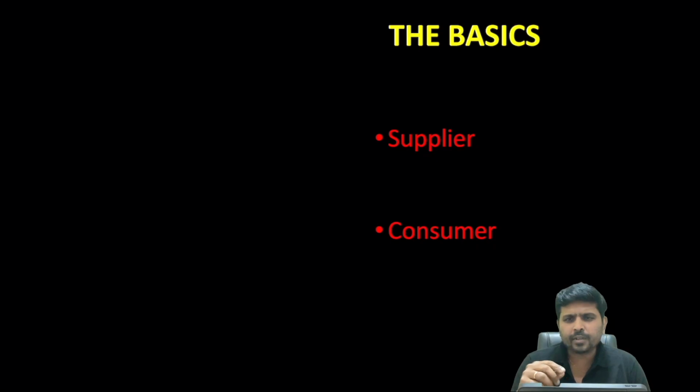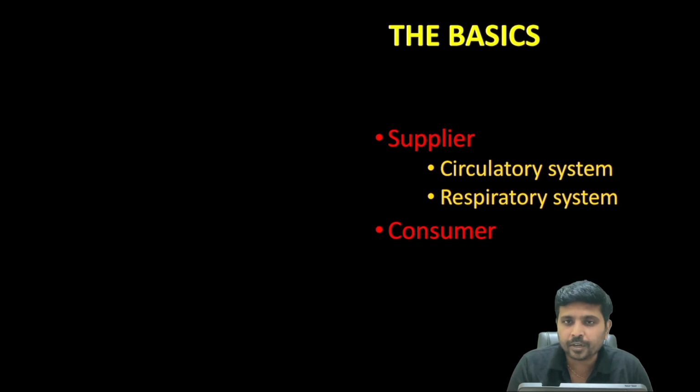We all know that your oxygen and the blood is supplied by two important organs. What are all those important organs? Your circulatory system and respiratory system. Your circulatory system is the one which supplies oxygen in the form of hemoglobin to the tissue. Your respiratory system carries the carbon dioxide from the tissue to the external atmosphere. These are the main suppliers, that is your cardiovascular system as well as the respiratory system, your heart as well as your lung.